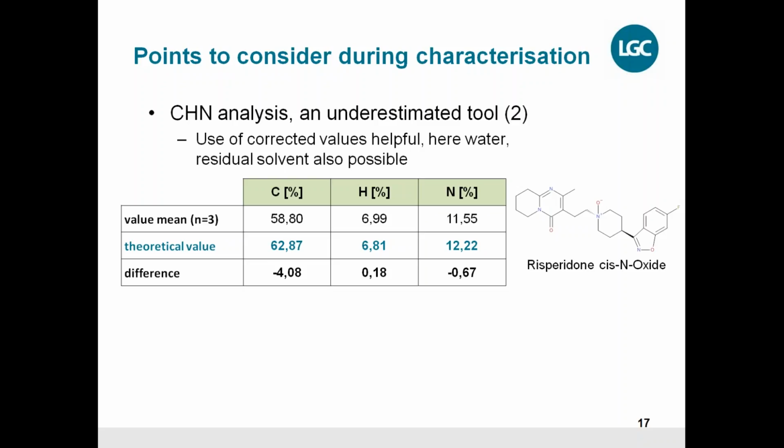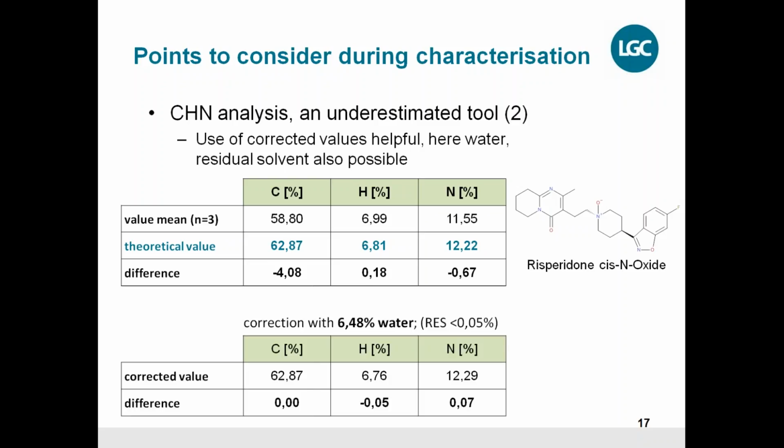In this case, the problem was not really a problem. What we found was that we had 6.5% water in the material as well, and as you know, we determine the water every time. When you correct the CHN analysis with that value, you find the corrected value to be quite close to the theoretical value once again. You can use it as an identification test, together with all your other identification tests, another hint that you have the right material in front of you.